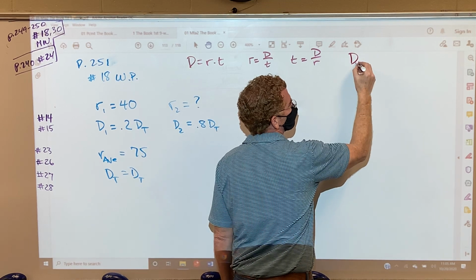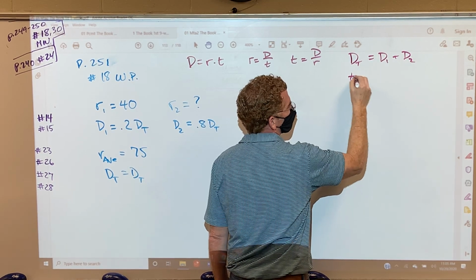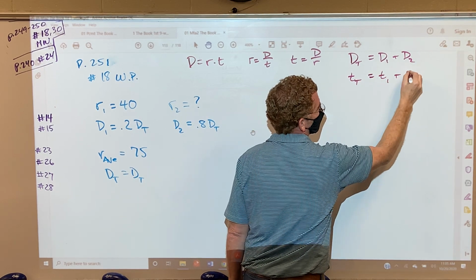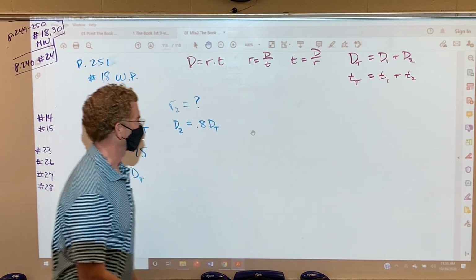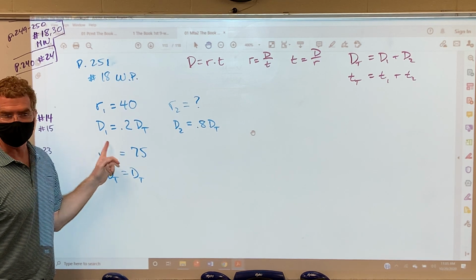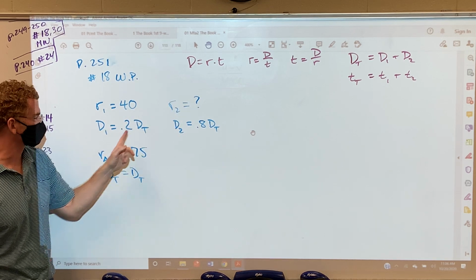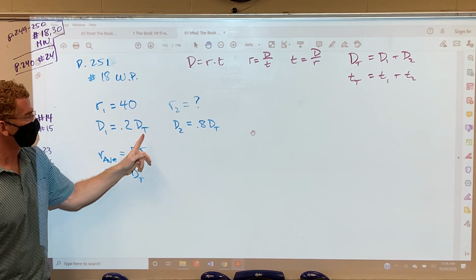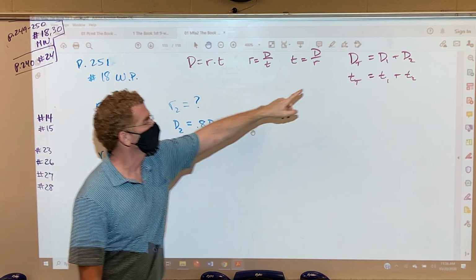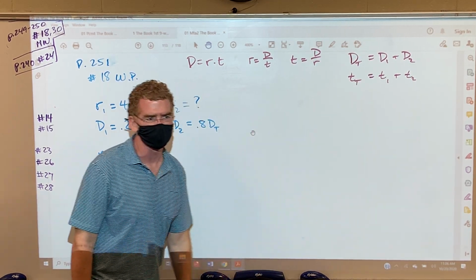Total distance is the sum of the individual distances, and total time is the sum of the individual times. Now when you start looking at this, definitely this works. D1 plus D2 is total distance. 0.2 dt plus 0.8 dt equals 1 dt. But that doesn't help me solve for r, does it?